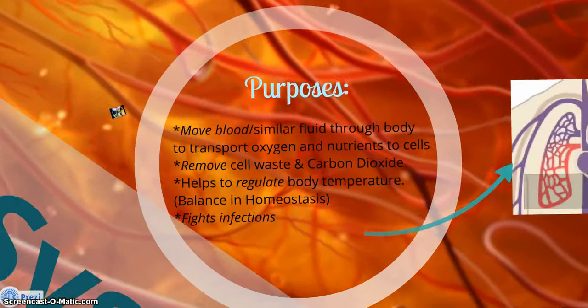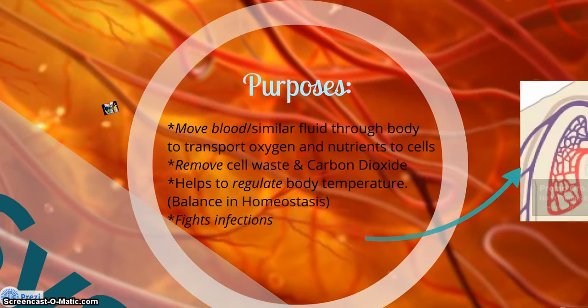Circulatory system. Purposes: move blood or similar fluid through the body to transport oxygen and nutrients to cells, remove cell waste and carbon dioxide, help regulate body temperature, balance homeostasis, and fight infections.